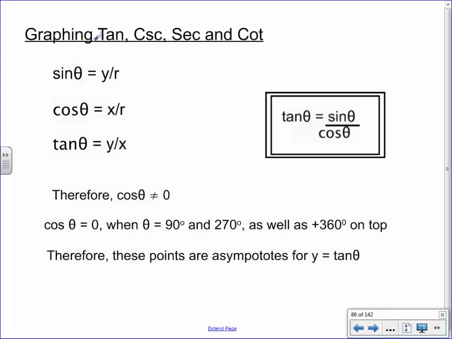What I want to show you right now is how to graph tan. And see if this proof makes sense to you. Sine of theta was y over r. Remember that from before? And cosine of theta was x over r, which was opposite over hypotenuse, adjacent over hypotenuse. This was opposite over adjacent. Tan of theta is your y value divided by your x value.